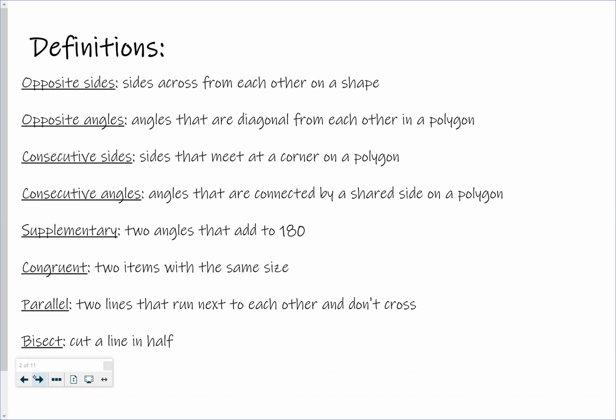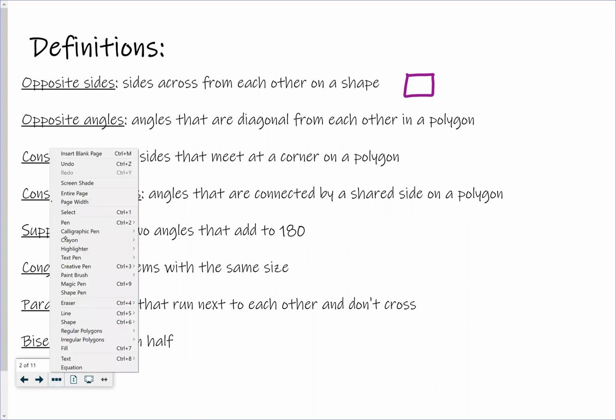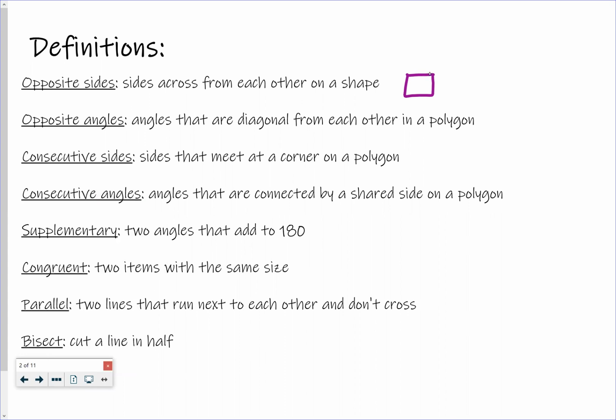So it says opposite sides are sides that are across from each other on a shape. So here is our parallelogram, a rectangle is a parallelogram. This side on the top and the side on the bottom, those are opposite sides. So your top and bottom are opposite, your left and right are opposite. Next, we have opposite angles. This can apply to different polygons too, but they're angles that are diagonal from each other. So this angle right here and its diagonal one up there, those are opposite angles.